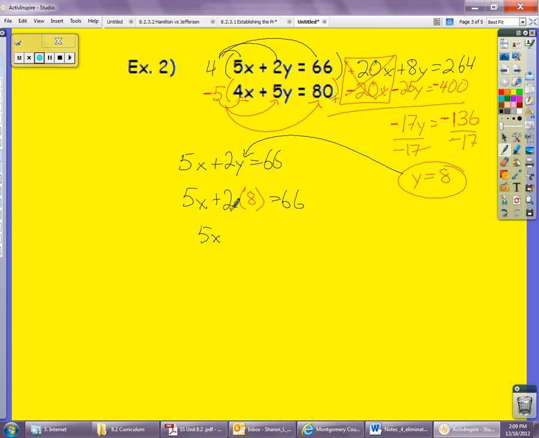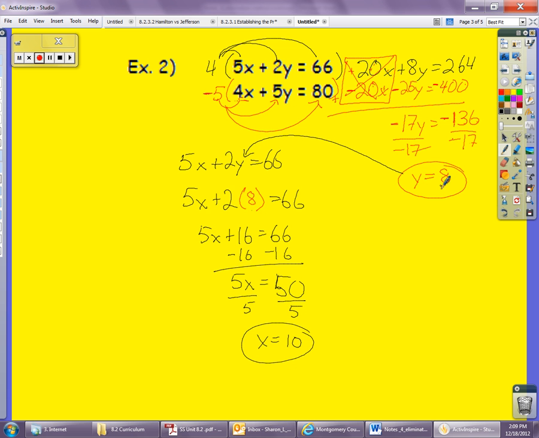So we have 5x, 2 times 8 is 16, plus 16 equals 66. We subtract 16 from both sides, so 5x equals 50. And then we divide by 5, so x is equal to 10. So now I have my x value. So x is 10, y is 8, so our solution to this system of equations is (10, 8).